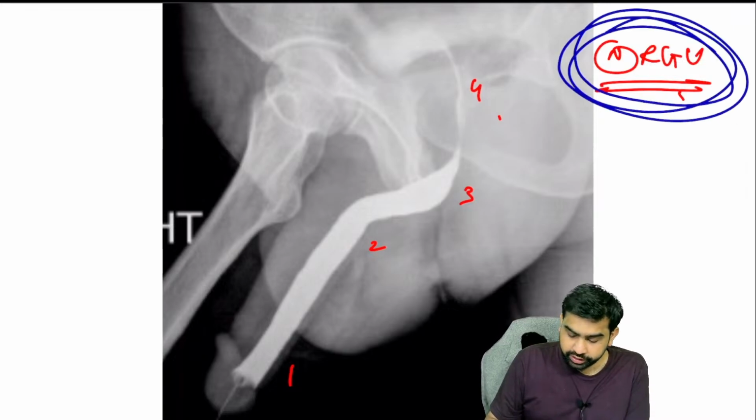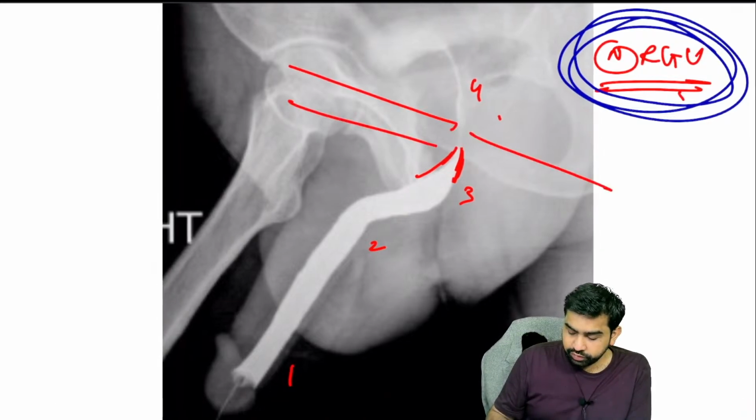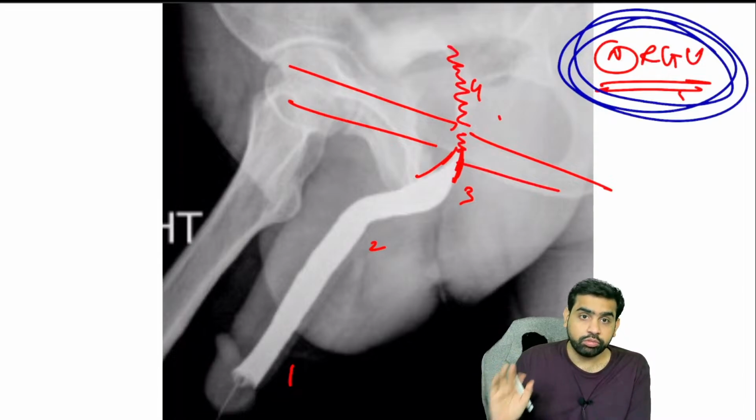So what you need to understand is that at this particular point the urethra is tapering. The bulbar urethra is tapering into the membranous urethra. Here there is a urogenital diaphragm. This is the membranous urethra. This is your prostatic urethra. So this is a normal RGU.